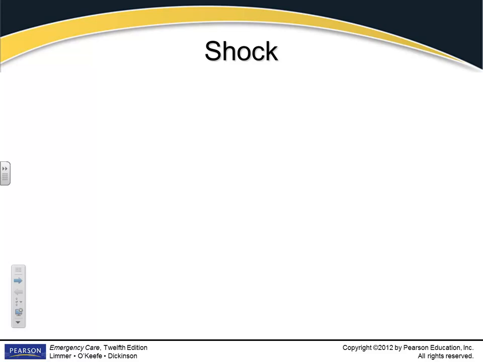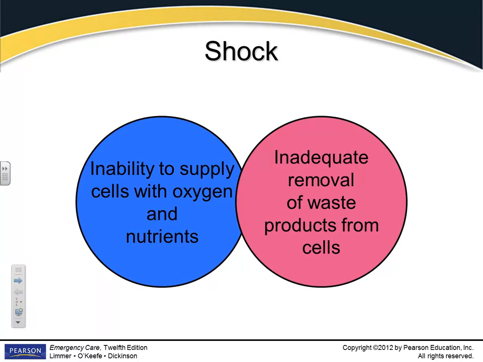Okay. Shock. Shock is something you see a lot of in our business. So it's important that you understand A, B, C, and shock. Those are all intertwined. With shock, you don't have enough red blood cells to circulate oxygen. That's bad. You also don't have enough blood to remove the waste products. So there are two parts of that. It's not just one, it's both parts.